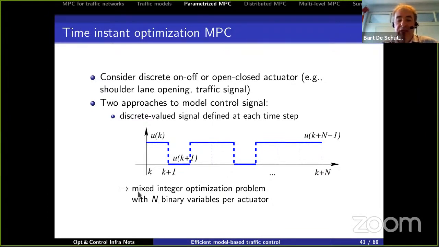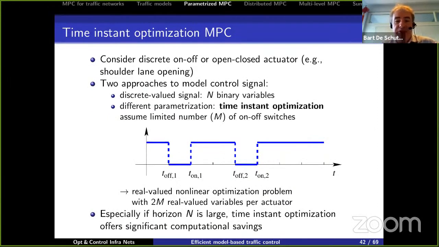Typically, mixed integer problems cause additional complexity, and they are also NP-hard, which essentially means that the CPU time will increase exponentially, loosely speaking, with the number of variables. However, we can also look at this in a different way. Instead of looking at the values of the control signal, we can also focus on the changes, and that is then called time instant optimization.